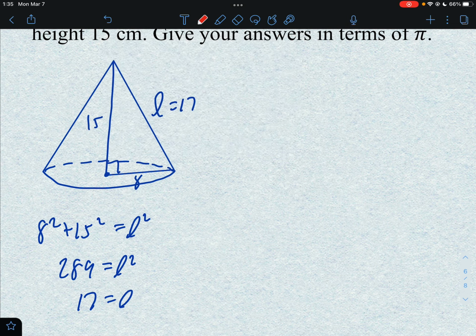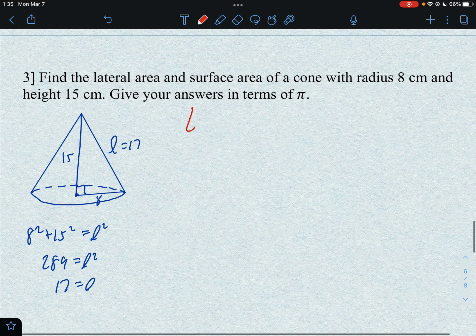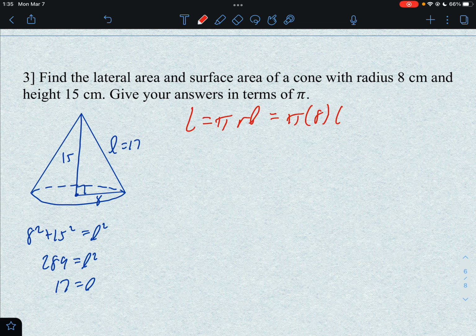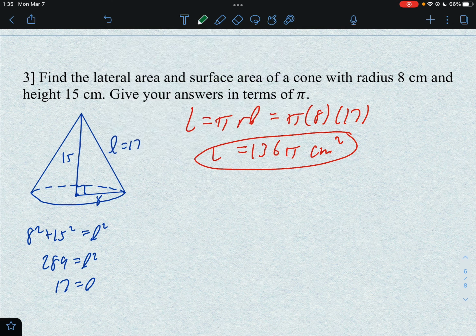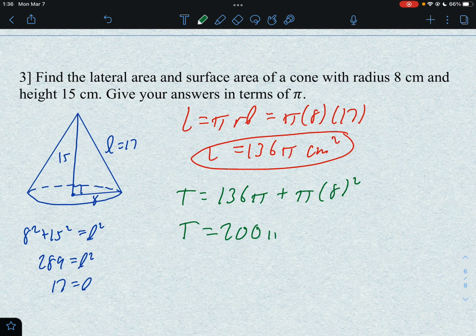All right, so now I can find my lateral area. Pi r L, which is pi times 8 times 17. It says exact in terms of pi, so 136 pi square centimeters. And then for our total, we're just going to take that 136 pi and add one base to it. So 136 plus 64 pi, and our total is going to be 200 pi square centimeters.